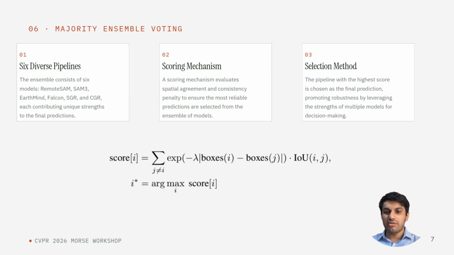This strategy allows us to leverage the complementary strength of multiple grounding approaches while avoiding the complexity and instability that can arise from directly fusing segmentation masks or bounding boxes from different models. In practice, it provides a simple yet robust consensus-based mechanism for improving overall grounding reliability.